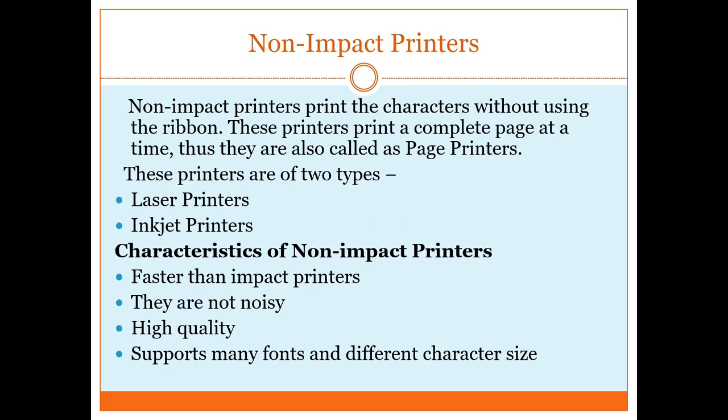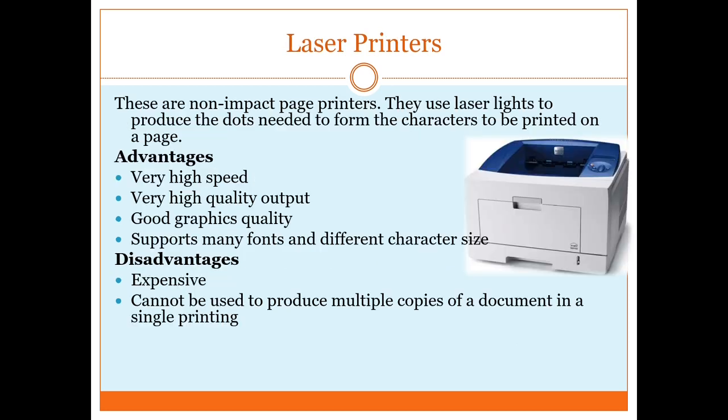Now, the non-impact printers. Non-impact printers print the characters without using the ribbon. These printers print a complete page at a time. Thus, they are also called page printers. These printers are of two types, laser printers and inkjet printers. Characteristics of non-impact printers are faster than the impact printers. They are not noisy, high quality, and support many fonts and different character sizes.